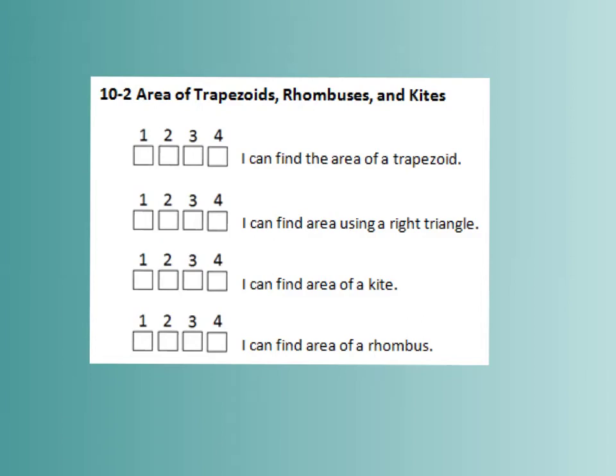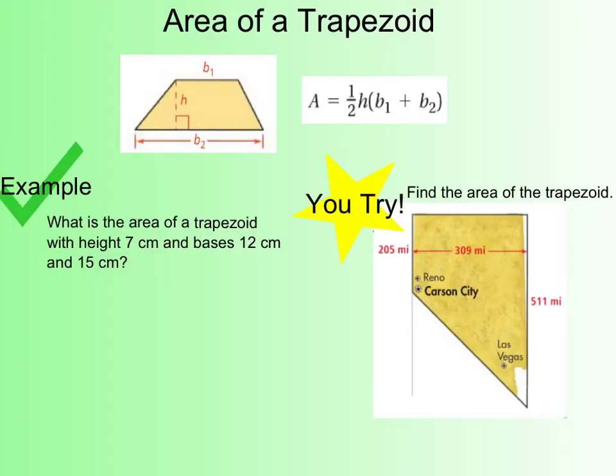In section 10.2, we're continuing on with area, but now we're looking at area of trapezoids, rhombuses, and kites. So our objectives are directly related to that. Can find the area of a trapezoid. Then we're also going to look at using right triangles to find area, and then we're going to move into the area of kites and rhombuses as well.